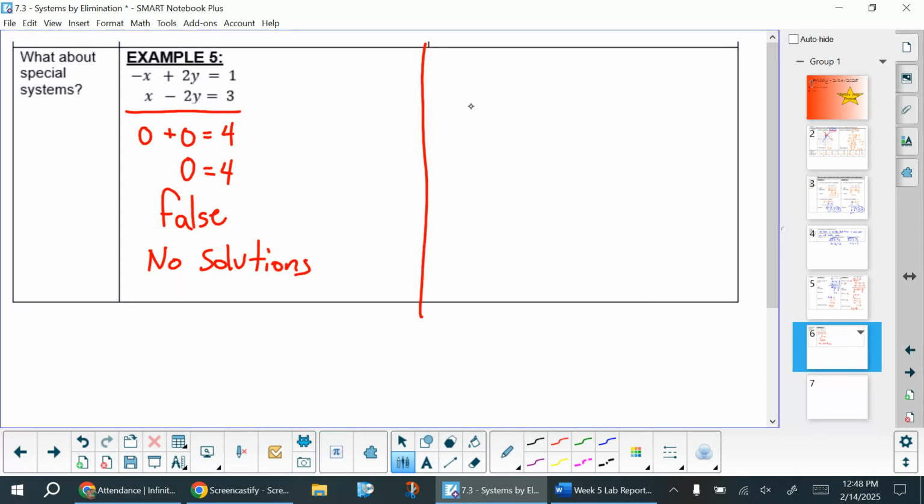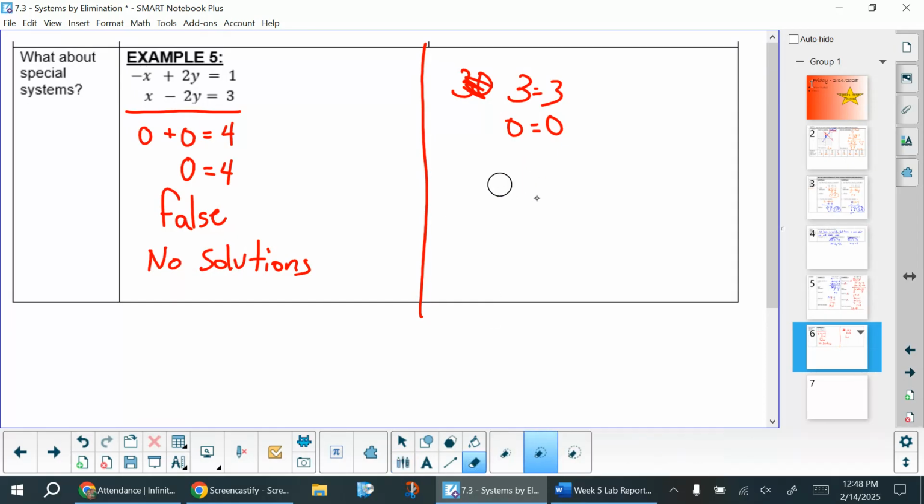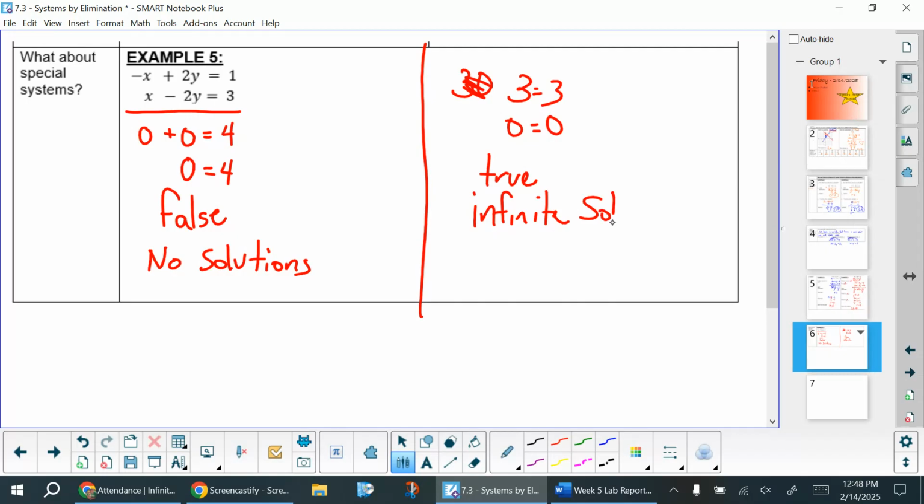Now, just as a quick reminder, if I ever end up with an equation like 3 equals 3 or 0 equals 0, that is an always true statement. Well, in that case, now we have infinite solutions. In other words, it doesn't matter what x and y is. It's always going to be true.